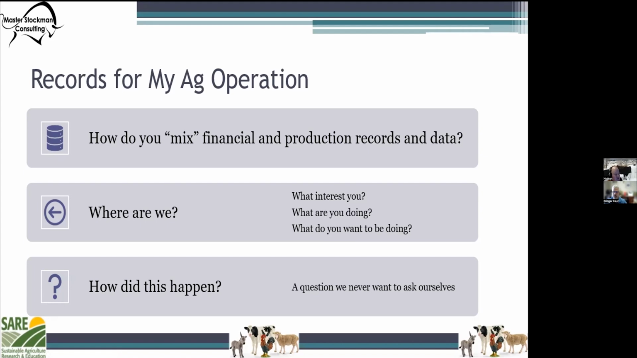So we're also going to talk about where are we right now. The most important thing about records is really deciding what interests you. And a big part of that is, what do you need to know and what do you need to keep track of to be successful? So what are you doing? And this can be applied to 5 chickens in the backyard, 1,000 head of cows, 600 acres of hay, growing 20 tomato plants for the farmer's market. It just doesn't matter the size or what we're doing. It can be applied anywhere.